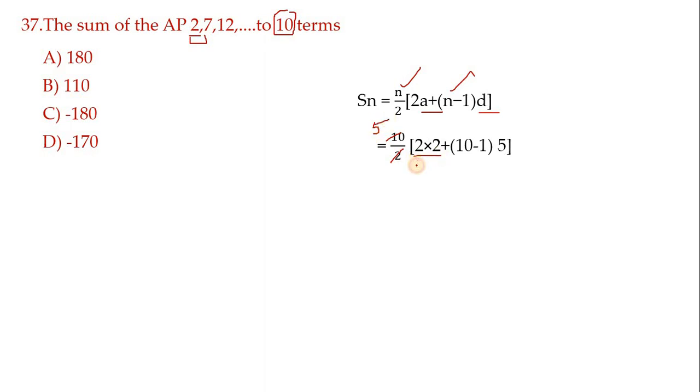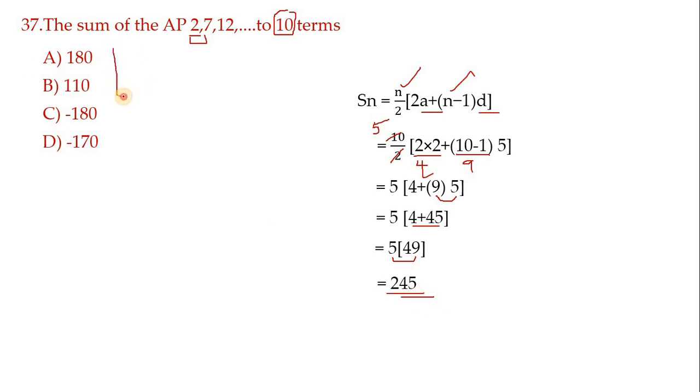Substitute the values. Now simplify this to 1s and 2 5s. And here 2 into 2 is 4. So 10 minus 1 is 9. Now simplify those. 9 into 5 is 45. 4 plus 45 is 49. So 5 into 49 is 245. But in this, 245 option is not there. So correct answer is 245.